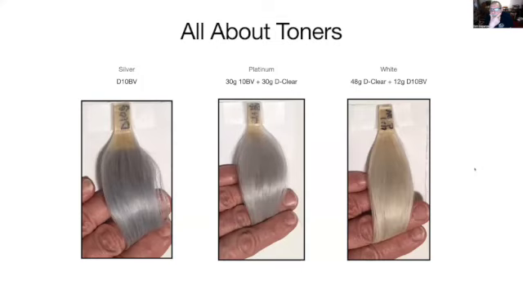Okay, platinum and white. Notice that what I've done with white is I've mixed together demi-clear. It can be either liquid or tube color. I put 12 grams of Demi 10 blue violet in it. Blue violet is the basis for silvers, platinums and white color. It just depends upon how much it's diluted when you use it on the hair. Okay? Any questions so far?